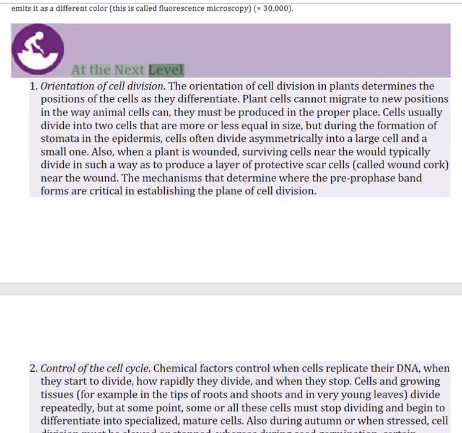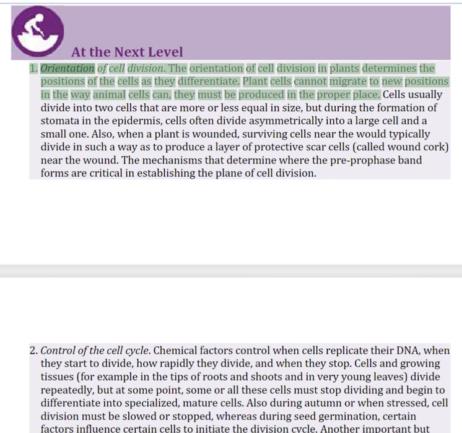At the next level. 1. Orientation of cell division. The orientation of cell division in plants determines the positions of the cells as they differentiate. Plant cells cannot migrate to new positions in the way animal cells can. They must be produced in the proper place.